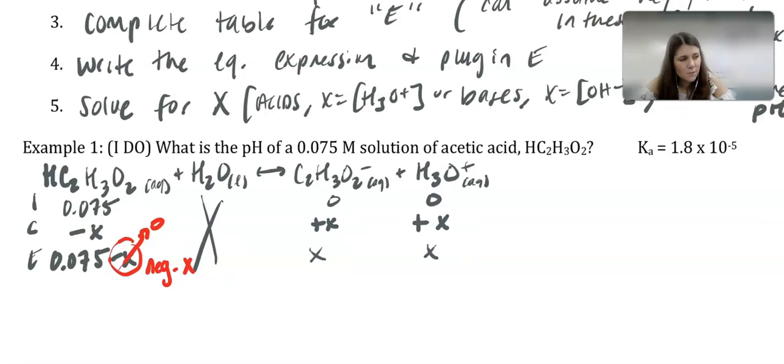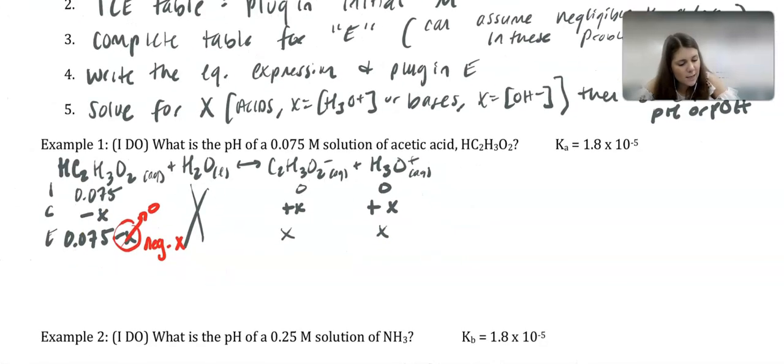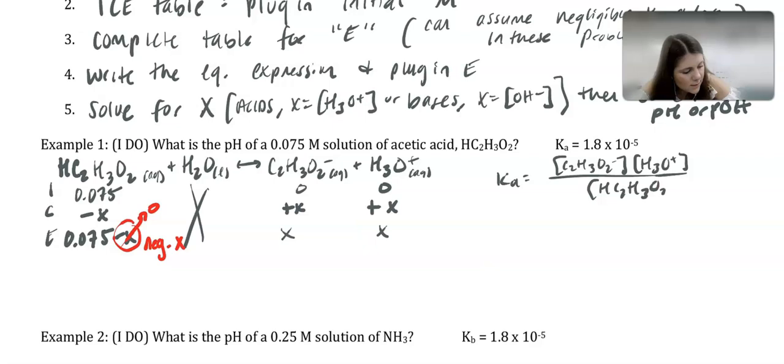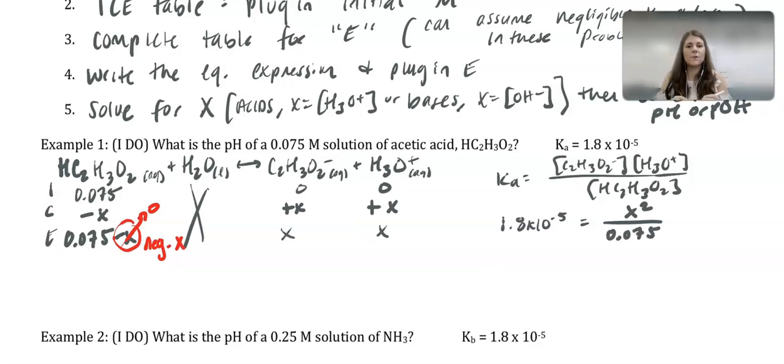Okay, so here I'm going to write my Ka expression. So Ka equals acetate ion, hydronium, all over acetic acid. And now I'm going to plug everything in, okay? So we have 1.8 times 10 to the negative 5, X squared on top, and then 0.075 on bottom. Okay, so now we got to get X by itself.